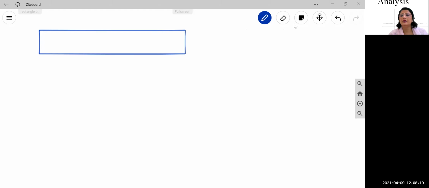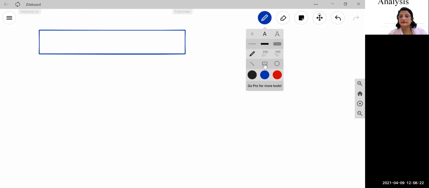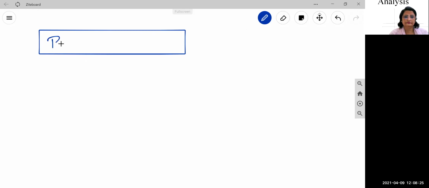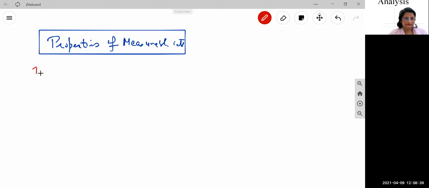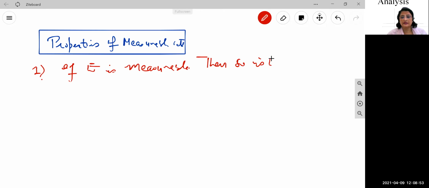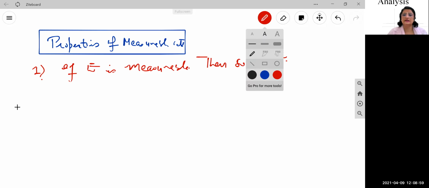So you will write in the box properties of a measurable set. Number one. If E is measurable, then so is E complement. If A is measurable, then so is E complement.